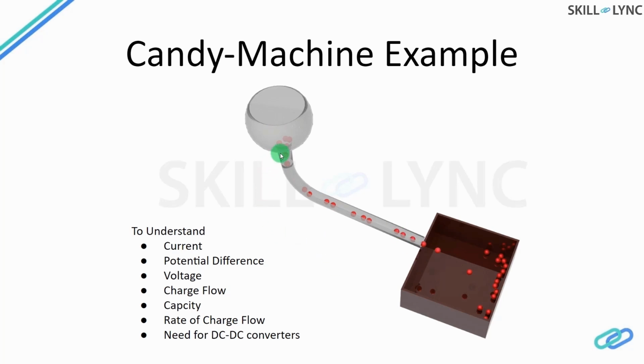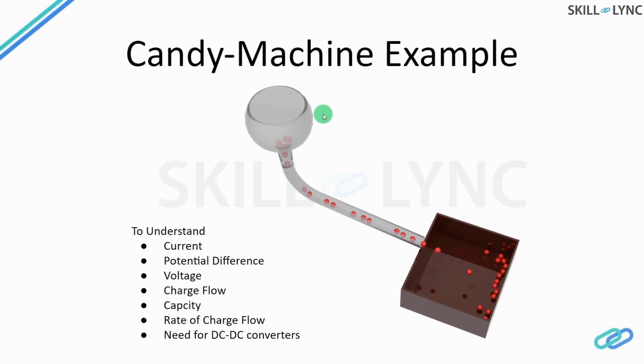Now you can see that I've actually used a smooth tube to connect the reservoir and the box. Now if I have a material that is slightly more rough, then the balls are not going to flow out that easily. And that is essentially what resistance is, right? So resistance is going to hamper the flow of current, right? So for a given voltage, if your resistance is very high, then the current flow, or the rate at which the charge flows, is also going to be lower.